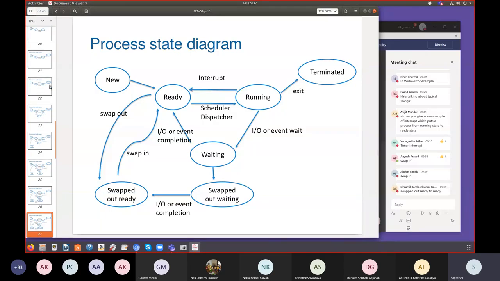Okay, so this is the complete process state diagram of a modern CPU, a time sharing kind of CPU. If you have any questions, tell me about this process state diagram.